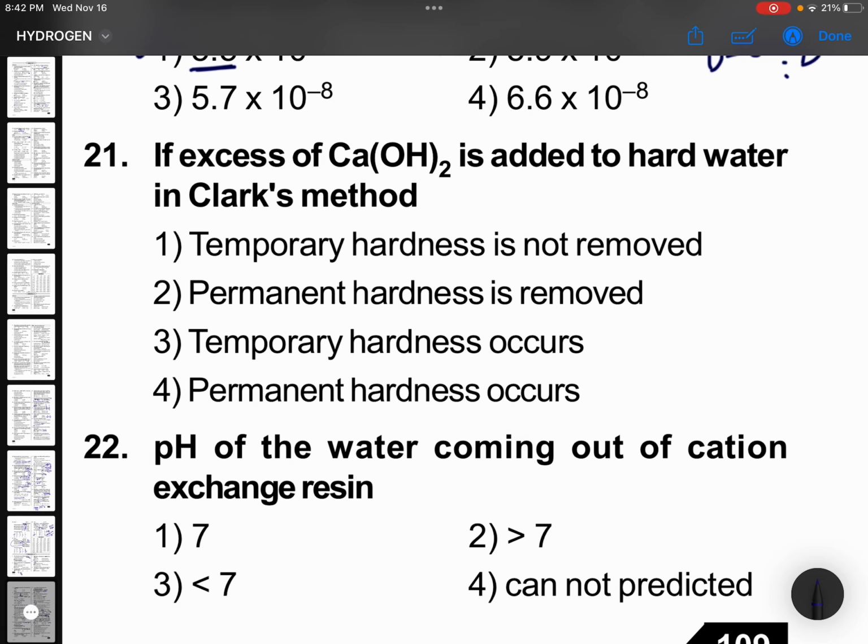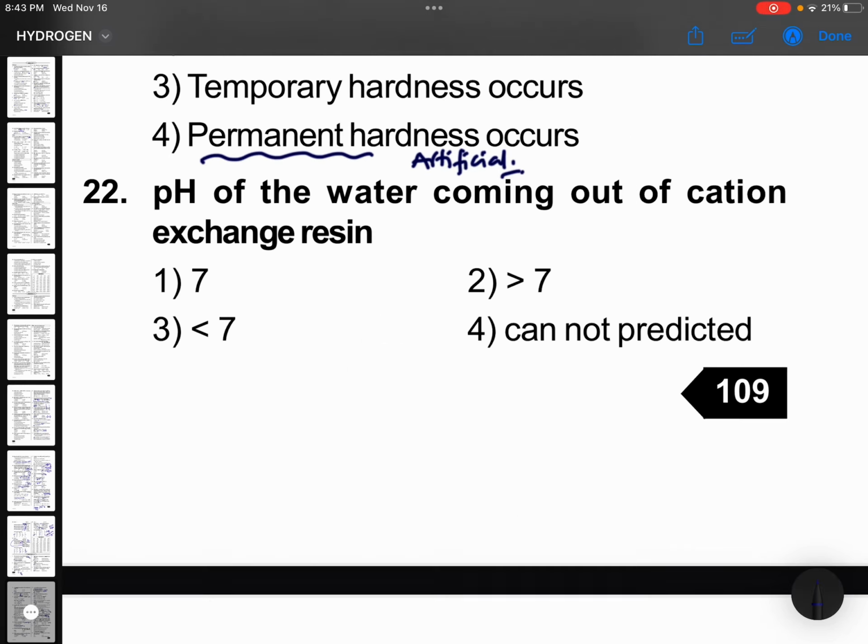If excess of calcium hydroxide is added to hot water in Clark's method, that turns into artificial hardness. Okay, so permanent hardness occurs. Nowadays we are using the term artificial hardness because this hardness is created by you. So, artificial hardness.